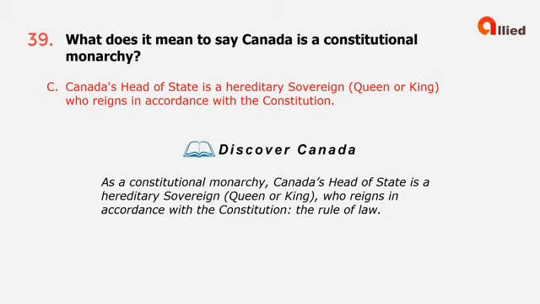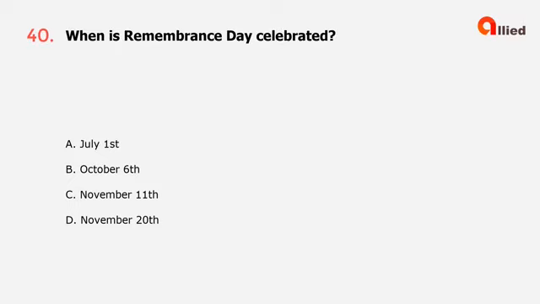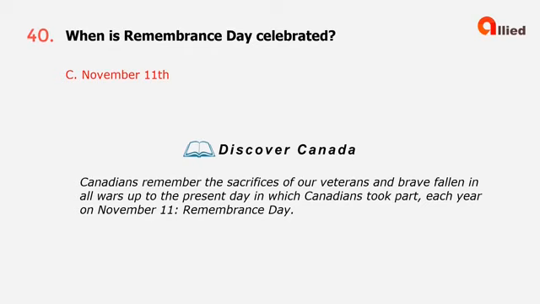The answer is C. Canada's head of state is a hereditary sovereign, queen or king, who reigns in accordance with the Constitution. Question 40. When is Remembrance Day celebrated? A. July 1st. B. October 6th. C. November 11th. D. November 20th. The answer is C. November 11th.